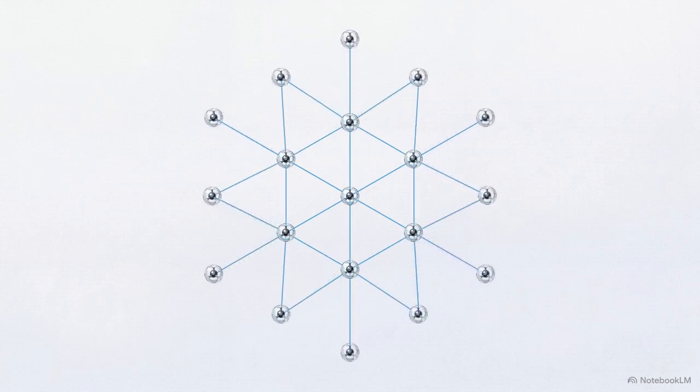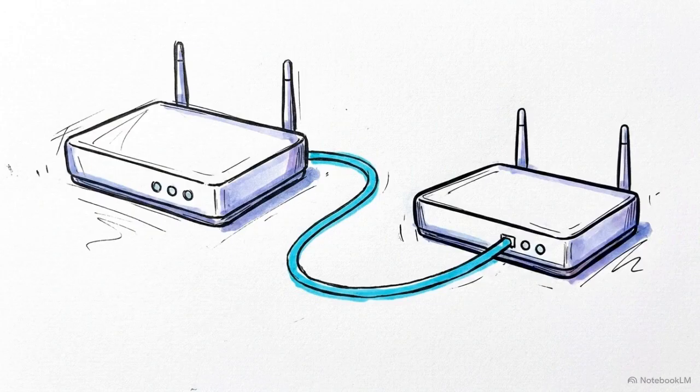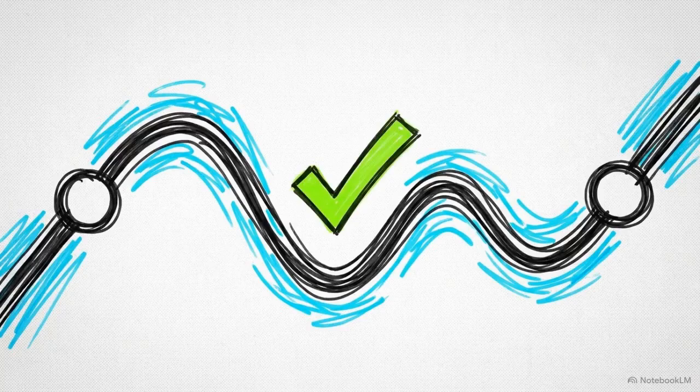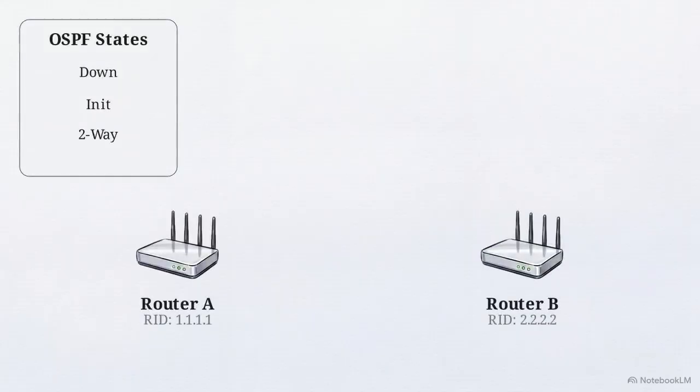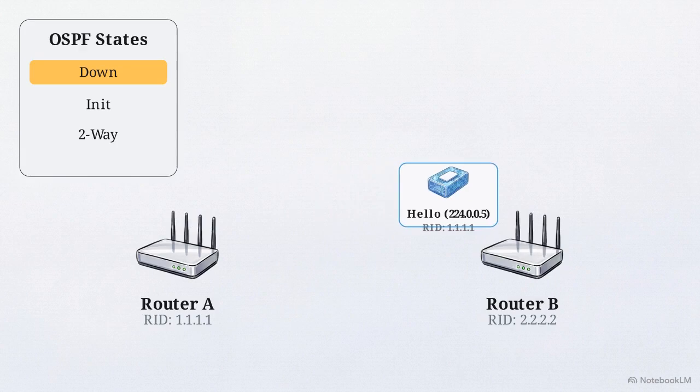Before OSPF can route a single packet, it must utilize a rigorous state machine to build a perfectly synchronized mathematical map of the entire network. Unlike simpler protocols, OSPF routers do not blindly broadcast their routing tables. They must first form verified relationships called adjacencies through a series of specific states. The process begins in the down state. A router attempts to find neighbors by sending a multicast hello packet to address 224.0.0.5.